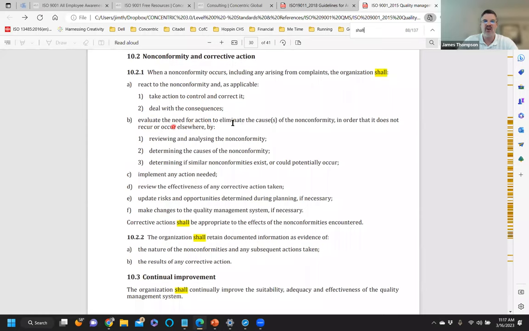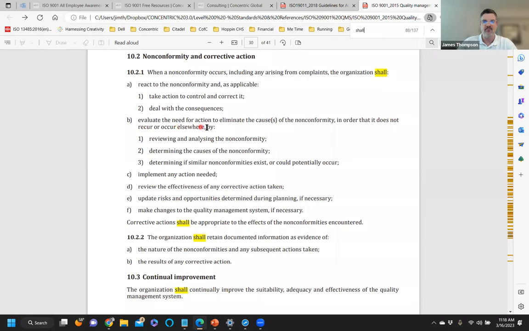Then the next piece is to evaluate the need for action to eliminate the causes. So is this a big enough deal to say, look, this keeps happening, it's very costly, and we need to escalate this issue from, let's say, an NCR, non-conformity report or customer complaint, to a full corrective action problem-solving team. If it's significant enough to be escalated, you need to make sure that it doesn't recur or occur elsewhere, like the line next door or a sister plant. It's really significant enough to where you want to take a shot at a root cause analysis.